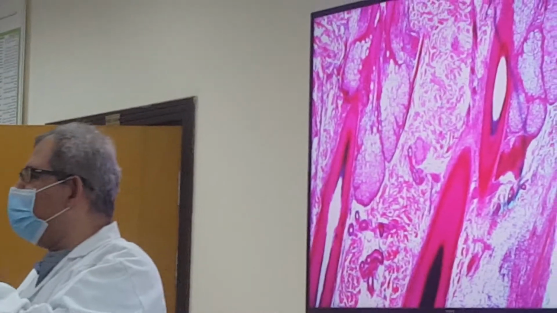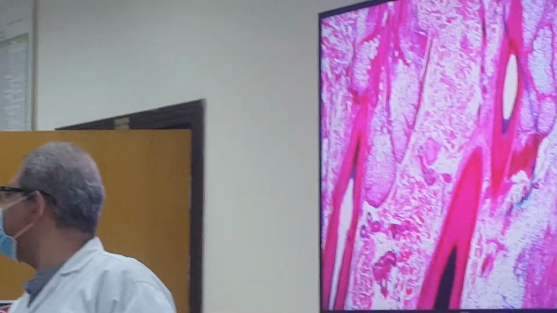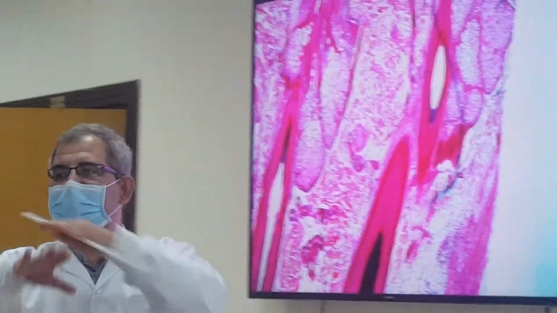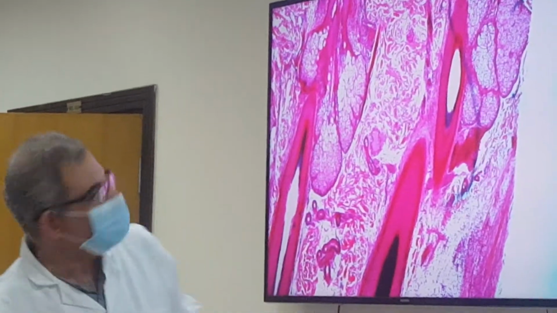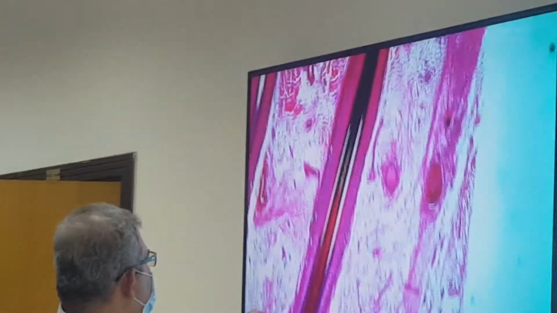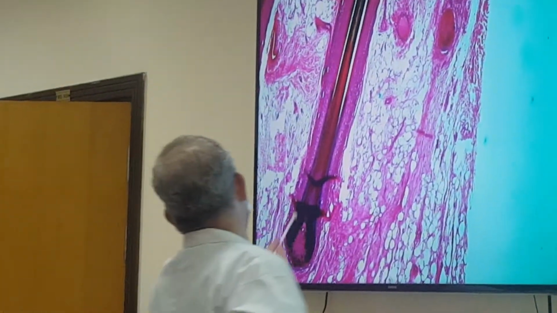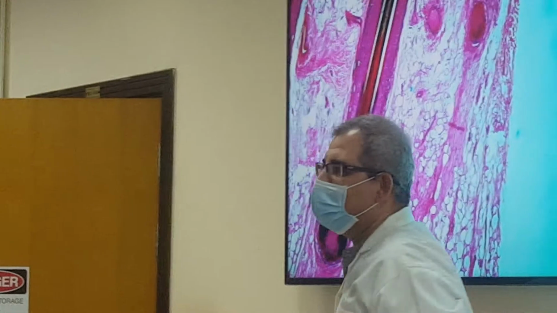What is the most abundant thing in the skin? Melanin. Other than melanin. The hair, yes. So all of these are hair follicles, they just got cut in section. This is a hair follicle. This is the hair starting from here and growing up.